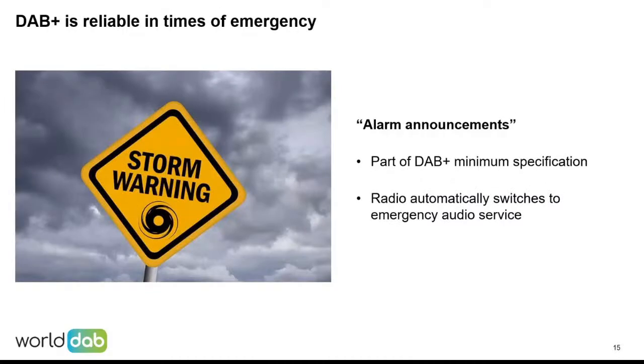Another key message: DAB+ is reliable in times of emergency. Alarm announcements: if there is an emergency, and if you have this service set up, then radio stations will automatically switch from the service that they're listening to another service on the same multiplex, which is broadcasting the emergency message. This was introduced into the DAB+ minimum specification last year. So that is now an option for broadcasters in any market.